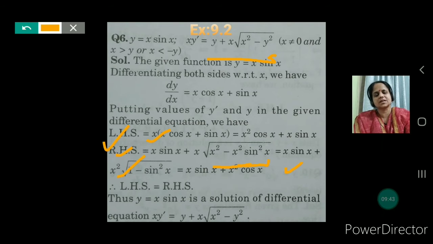So you see that LHS is equal to RHS. Thus y is equal to x sin x is a solution of the differential equation xy dash is equal to y plus x under root x square minus y square.